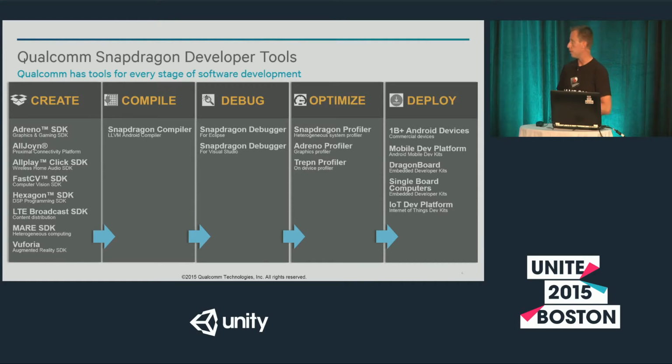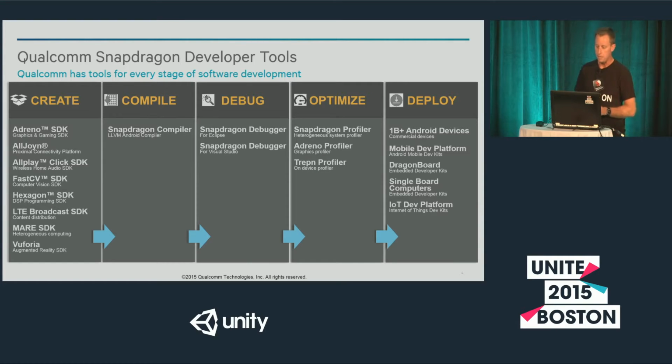And then, of course, compiler. If you develop any native code, we have an LLVM compiler to optimize for Snapdragon chipsets. We have debuggers that we released earlier this year for Eclipse and Visual Studio. Now, they allow for NDK debugging, but also for kernel OpenCL debugging as well, if you're interested in that.